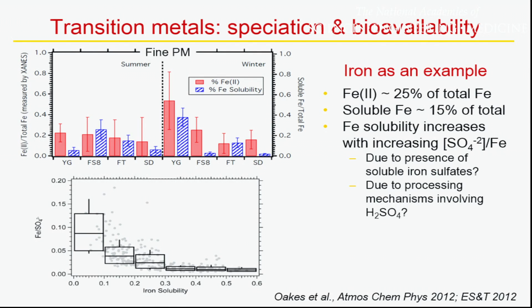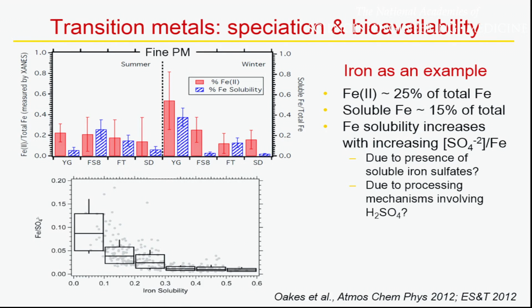And this particular plot shows the amount of iron(II) present in the PM. The iron can be present primarily as either iron(II) or iron(III). Knowing the oxidation state of a transition metal is very important. The oxidation state really influences subsequent chemistry. So knowing that 25% of the iron is present as iron(II) is very important.